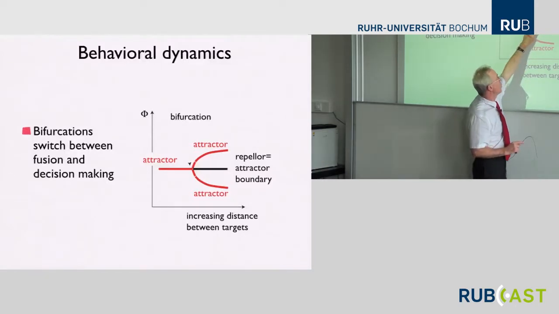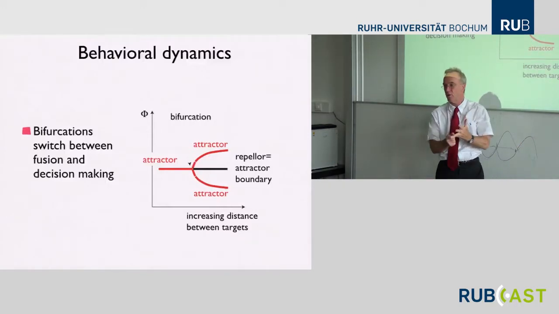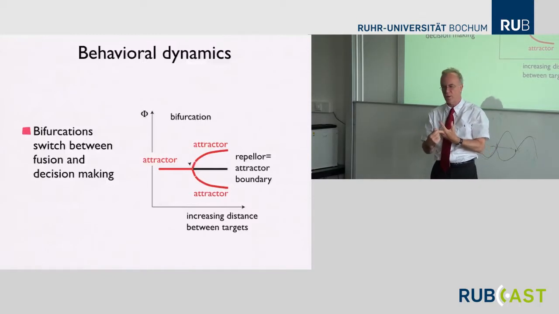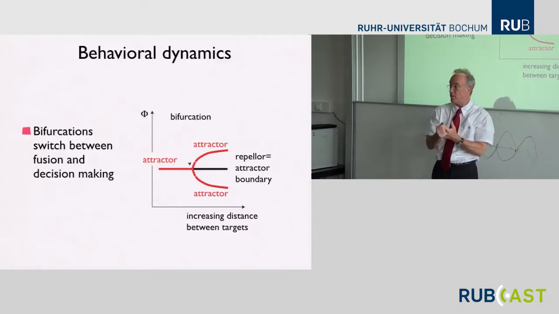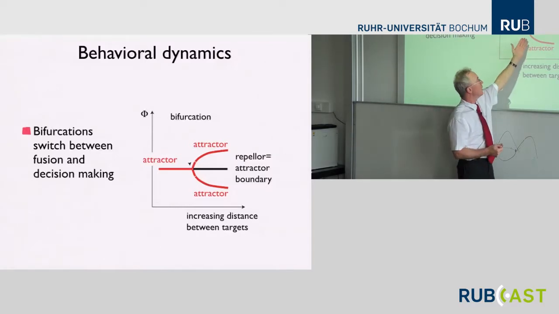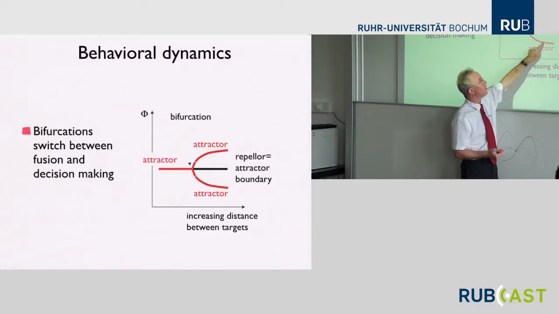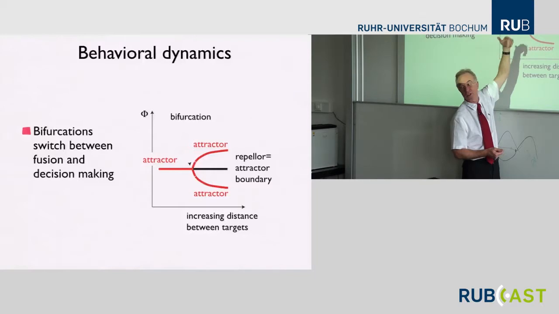The tangent would be when this collides with that and they just annihilate. That's the second one. Transcritical is an odd one, forget about it. And the Hopf is the one that some of you might know. The Hopf is essentially like this, but this is an oscillator rather than a fixed point. If you look at it from this side, this is how a fixed point starts to oscillate.